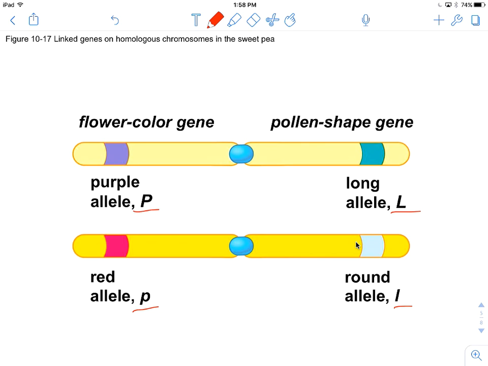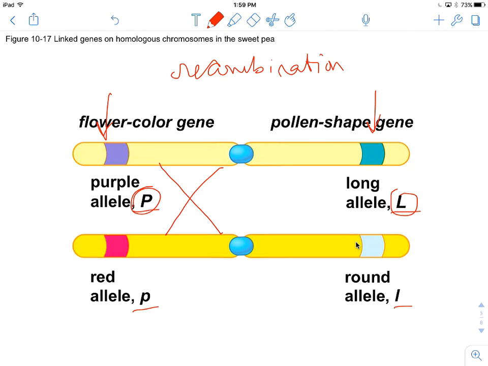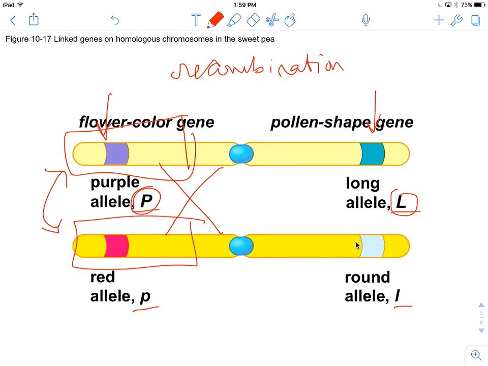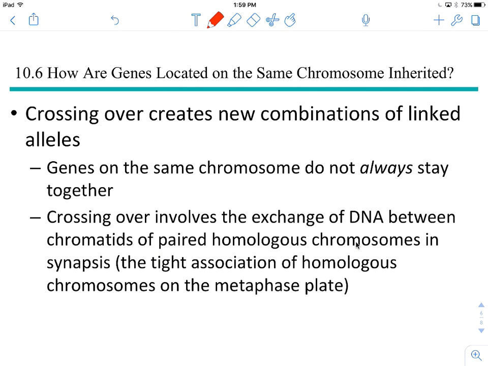Now, do you think there's any way that these alleles could be separated from each other? What do you think? Oh, that's right. Recombination and crossing over. If these homologs were to recombine, you could switch these two portions of chromosomes and then get new combinations of alleles. We're going to look a little bit at that and then maybe come back to this. So crossing over creates new combinations of linked alleles.